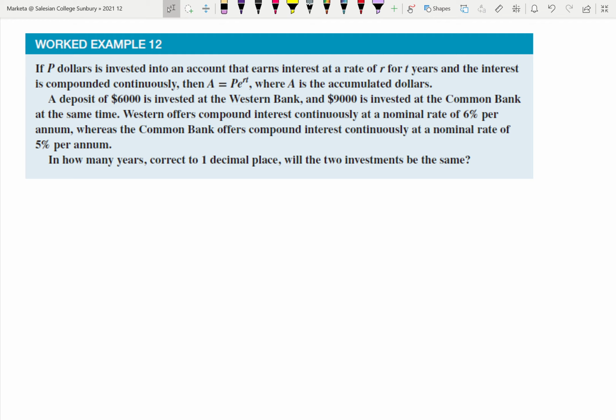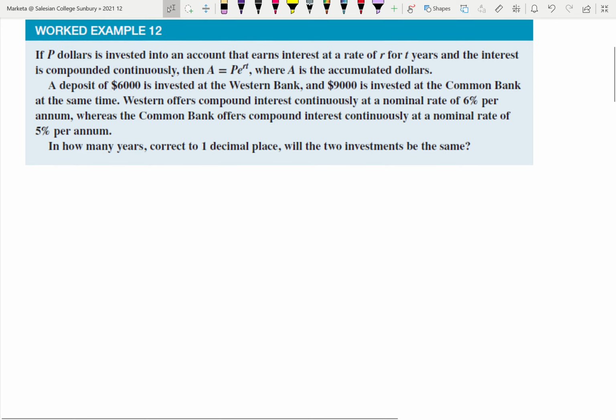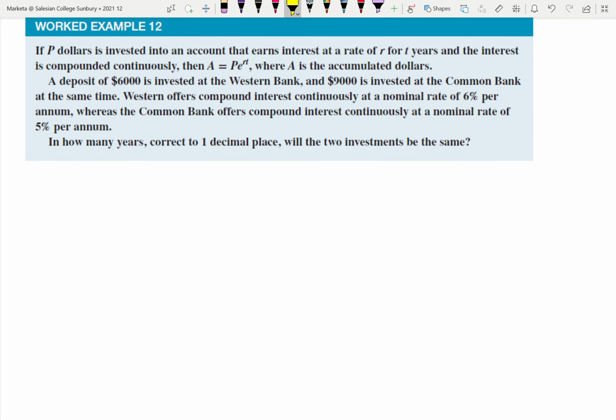This first one, they say if P dollars is invested into an account that earns an interest at a rate of R for T years and the interest is compounded continuously, then A equals P e to the RT. So really, that's the important bit. There's far too many words in this question by the looks of it, where A is the accumulated dollars, so the amount that's going to be in the account after a certain amount of time.